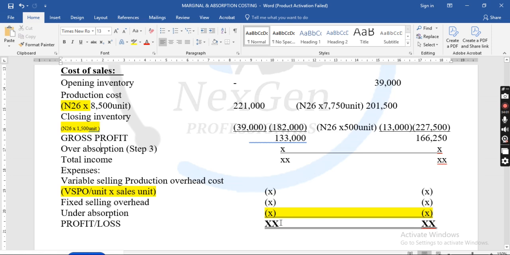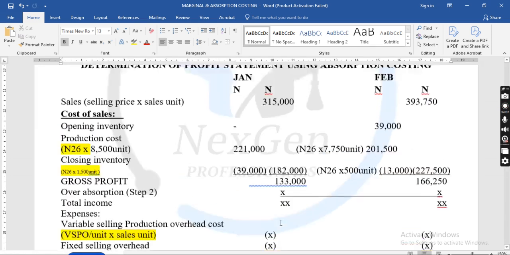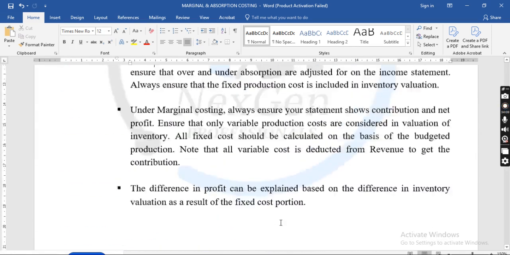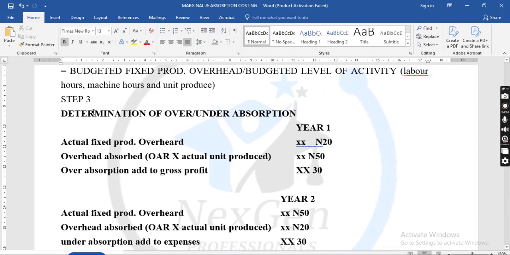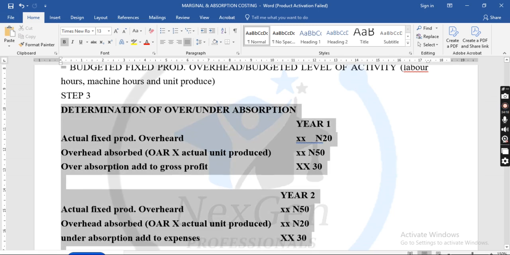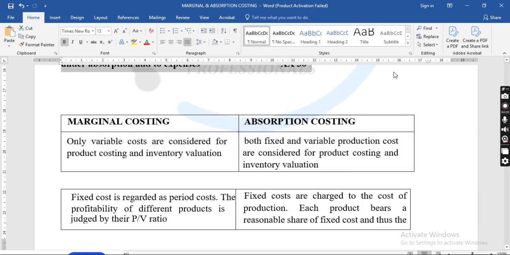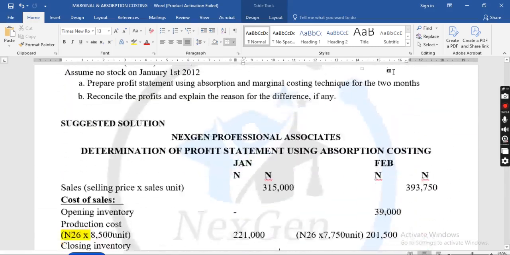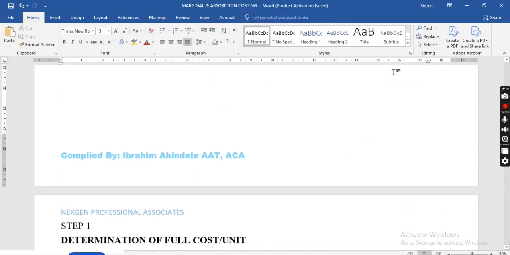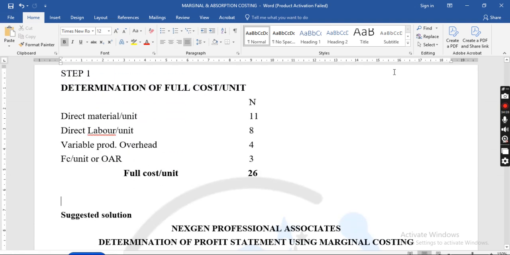Right, class? Are we still together? Step 2. Let me quickly copy the format. Over and under absorption. Let me copy the determination. You can do it together though. So let me copy this down quickly. After that, you can do the profit statement, right?